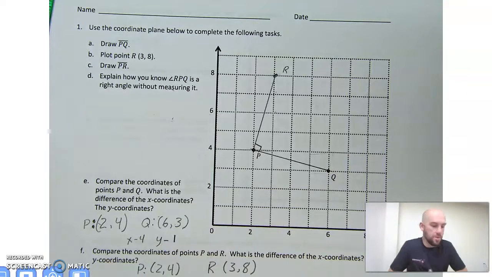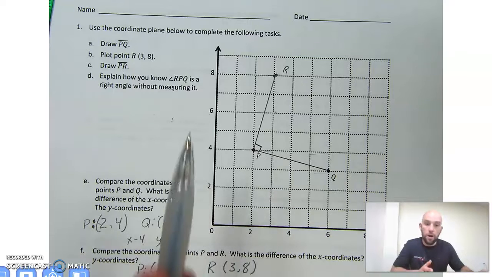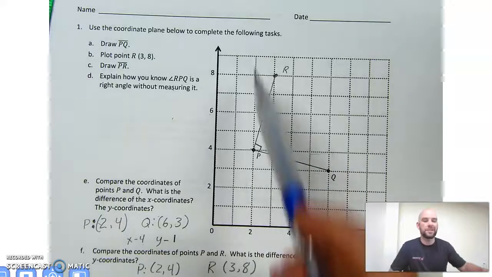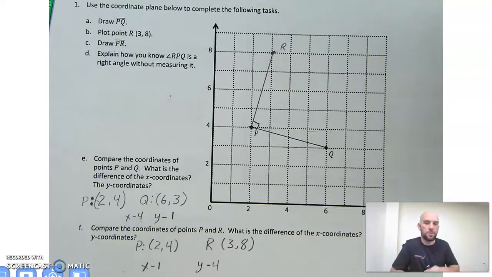So again, we're moving along the x-axis four places to get from P to Q, and one along our y-axis. And from P to R, we're moving one space in our x-axis and four on our y-axis. That's what we were just explaining about how we know that RPQ is a right angle without actually having to measure it.